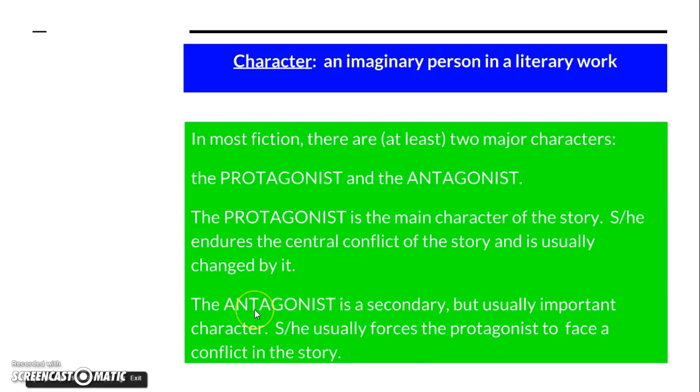Then you have an antagonist in works of fiction. The antagonist is a secondary but also important character. The antagonist forces the protagonist to face the conflict in the story. Now, those of you who may speak Spanish may know the word antagonist, or a similar word, a cognate, means often enemy or opponent. In this case, an antagonist does not have to be an enemy. Sometimes it is, but sometimes it's a friendly character who in some way makes the protagonist go through the conflict of the story.